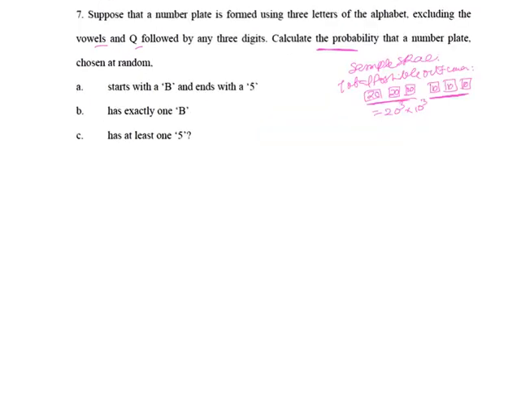Now the question here is the probability the number plate chosen at random starts with B. So here I have 3 letters and 3 digits, and I'm going to start with B. My B is fixed and the end is also 5, which is fixed. So here I don't have a choice because the first letter and the last digit are fixed. So what are the remaining ones here? How many choices do I have here?